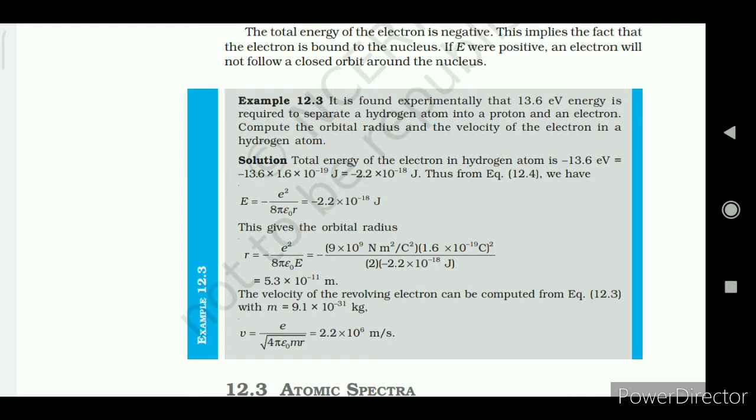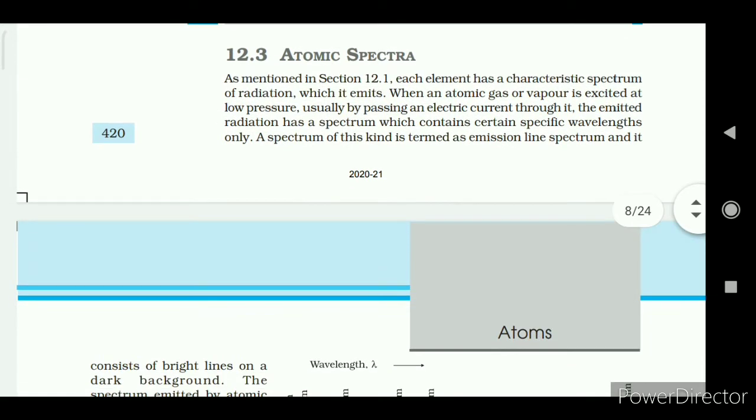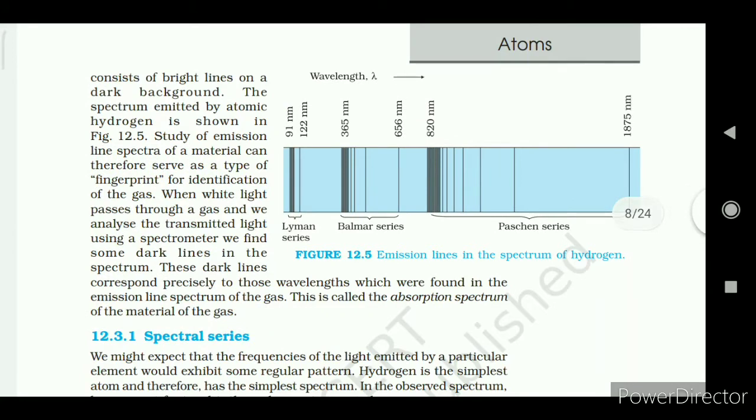In 1885, the first such series was observed by Swedish school teacher Johann Jacob Balmer in the visible region of the hydrogen spectrum. This series is called the Balmer series. He found a simple empirical formula for the observed wavelengths: 1/λ = R(1/2² − 1/n²), where λ is the wavelength, R is a constant called the Rydberg constant, and n may have integral values 3, 4, 5, etc. The value of R is 1.097 × 10⁷ per meter. This equation is also called the Balmer formula.